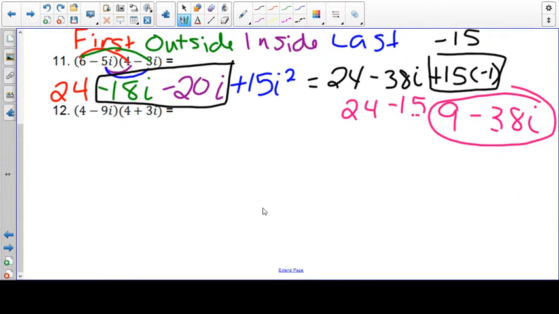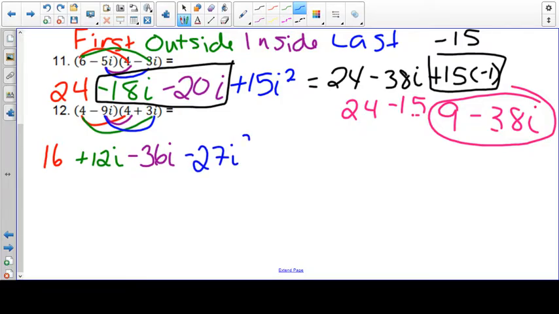Now that one was a bit intense, but I promise we can do it just the same on this one. So I'm going to take my first, which is my 4 times my 4, get 16. Outside, 4 times 3, which is 12i. Times my inside, which is minus 36i. And my last, which is -27i squared.